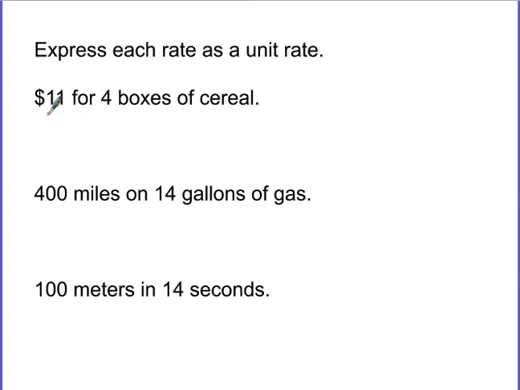There's a couple of tricks or hints I want to give you about setting up unit rates. First hint: put money on top. Where does money go? Money goes on top. Let's think about it. Does it make more sense to talk about $11 for 4 boxes of cereal or 4 boxes of cereal for $11? Either way, but we want to set up a unit rate. So I want the denominator, the cereal, to be 1. Let's see what happens when I set that as 1.